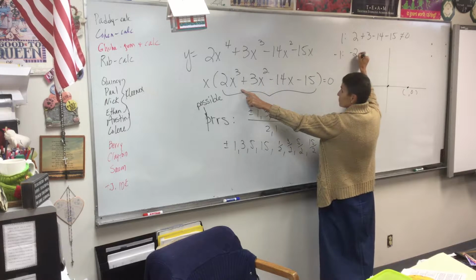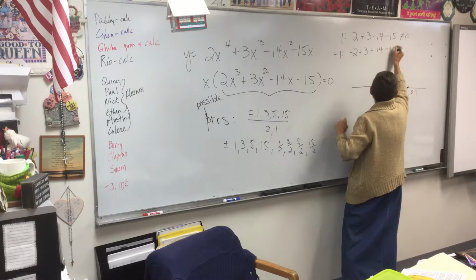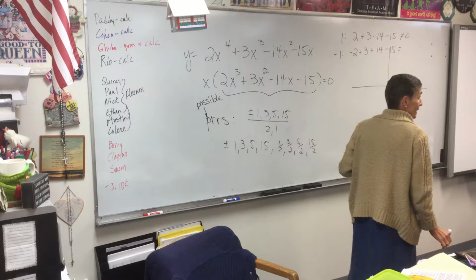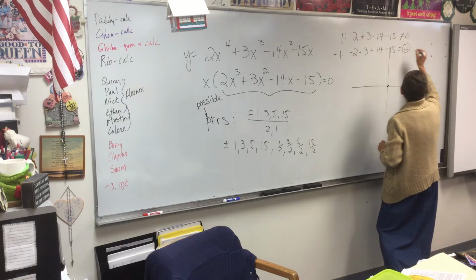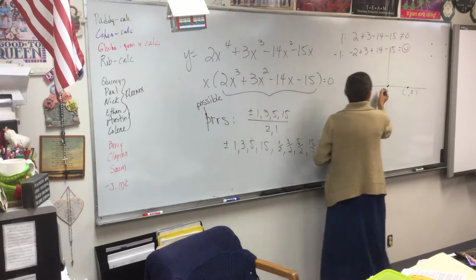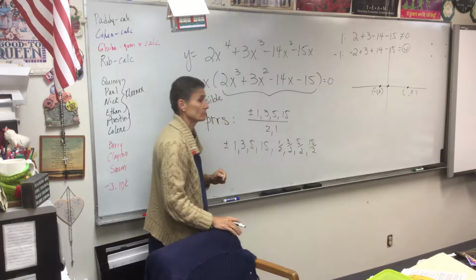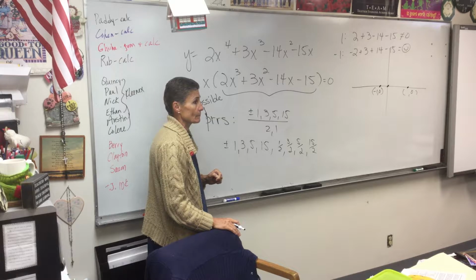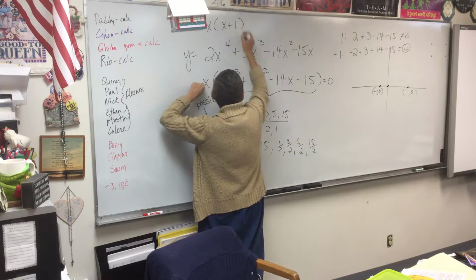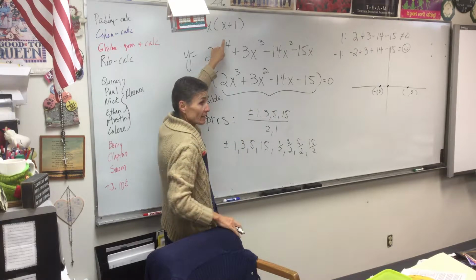So negative 1 will be negative 2 plus 3 plus 14 minus 15. That could be 0. It not only could be, it is 0. So we have found a number that when we plug it in, it gives us 0. That means that my factor, I had my original x, now I have a factor of x plus 1. Would you agree with that? If the 0 was negative 1, the factor was x plus 1.